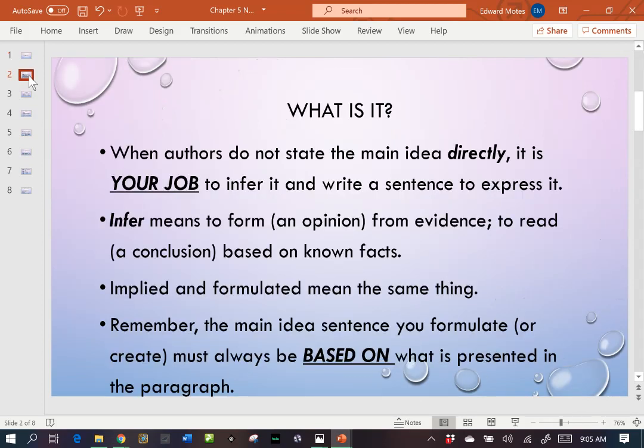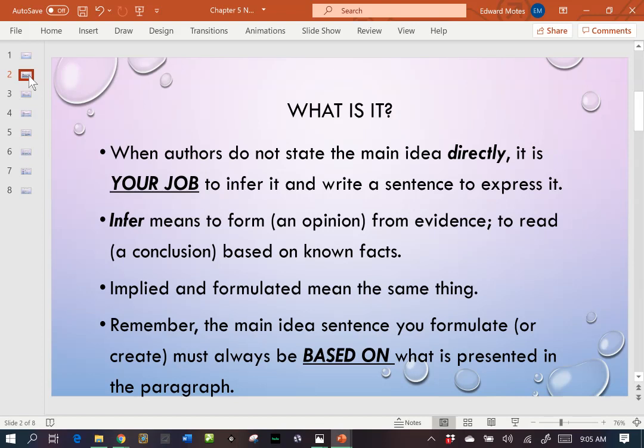So when authors do not state the main idea directly, it is your job to infer it and write a sentence to express it. Infer basically means to form an opinion from evidence, to reach a conclusion based on known facts. In the textbook, you might see that the words implied and formulated are sometimes interchangeable. They mean the same thing. And when you think of the word formulated, think of it as just meaning that you're creating that sentence.